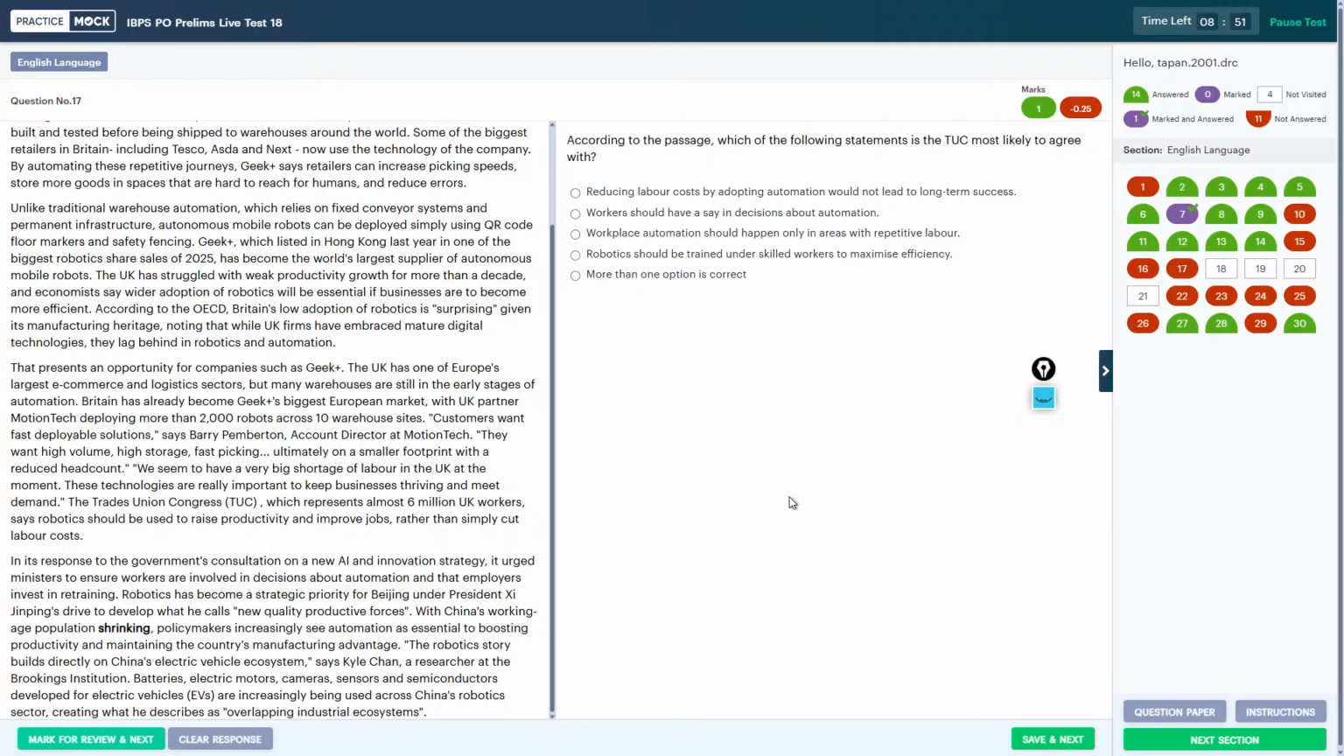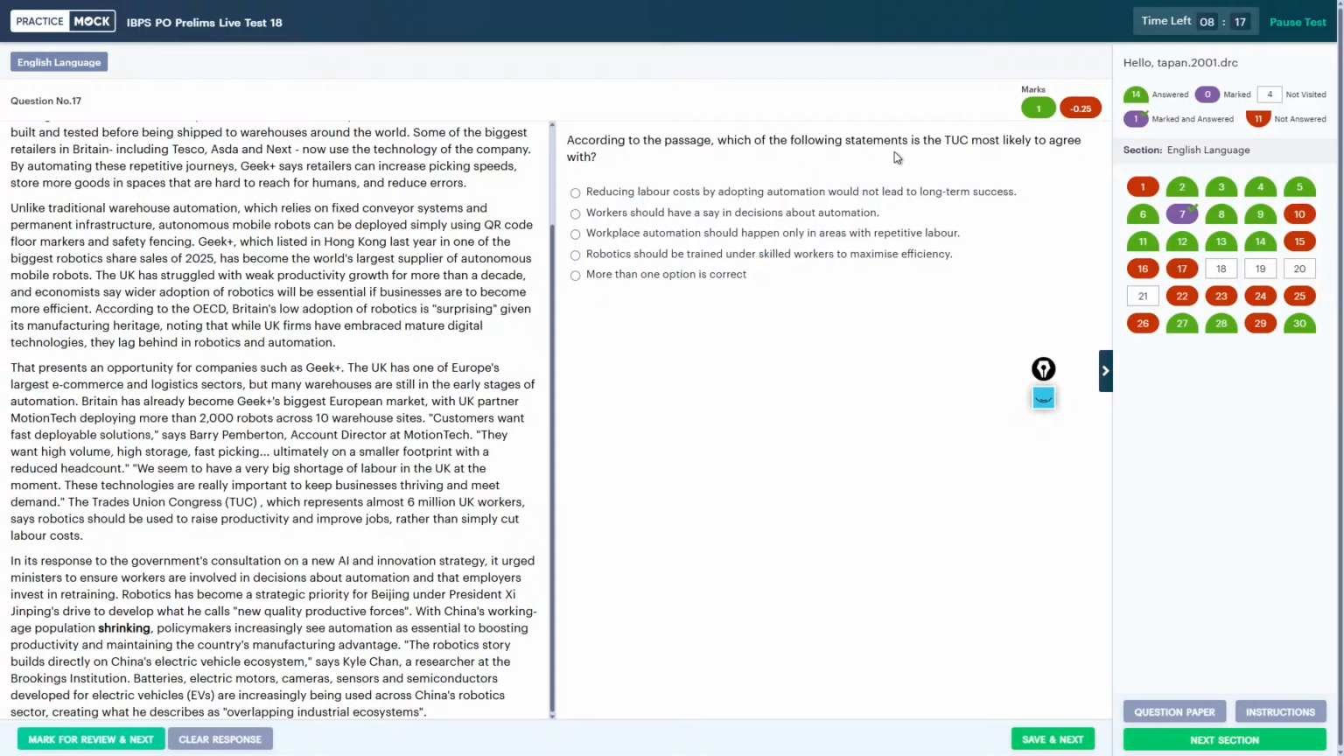country's manufacturing advantage. The robotics story builds directly on China's electric vehicle ecosystem, says Kyle Chen, a researcher at the Brookings Institution. Batteries, electric motors, cameras, sensors, and semiconductors developed for electric vehicles are increasingly being used across China's robotics sector, creating what he describes as an overlapping industrial ecosystem.